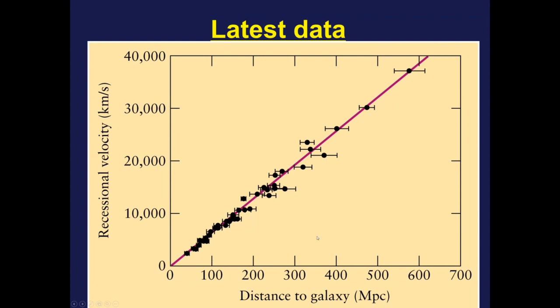So if you go twice as far, then you get something twice as fast. All right. Or if you go 3 times as far, you get 3 times as fast. 10 times as far, 10 times as fast. All right. That's what you get with a line. The slope of the line is Hubble's constant.